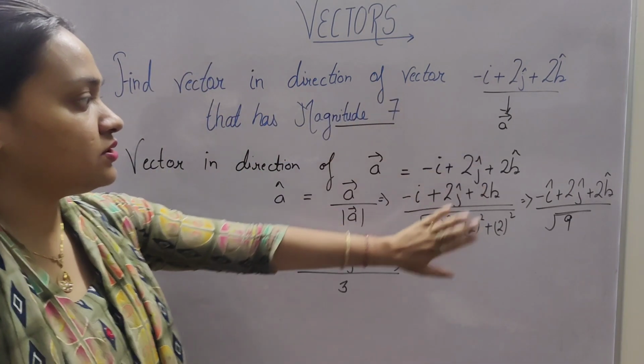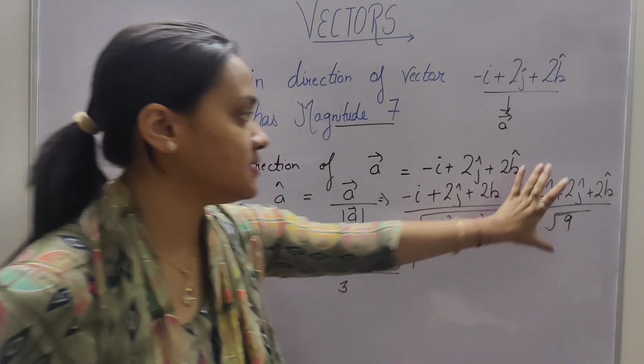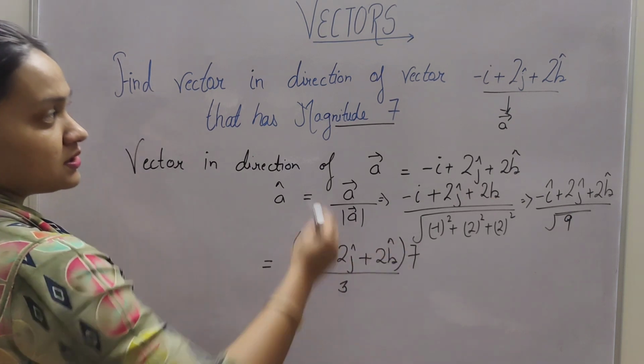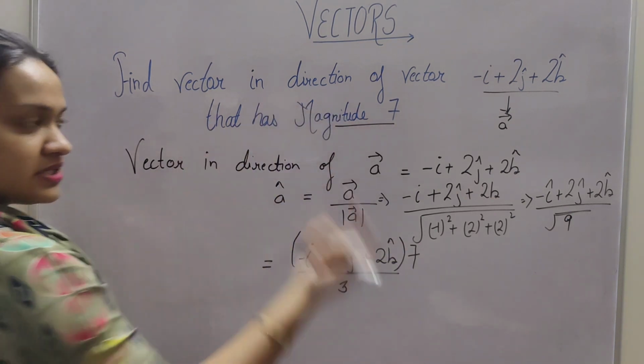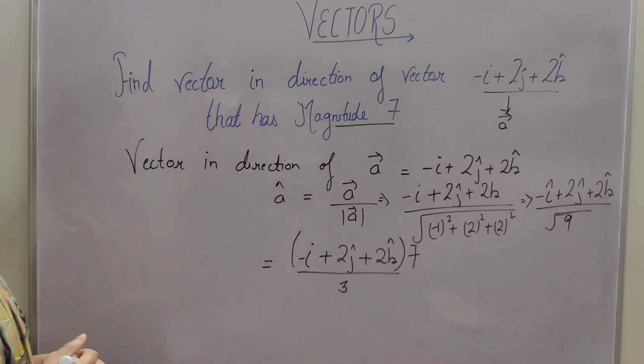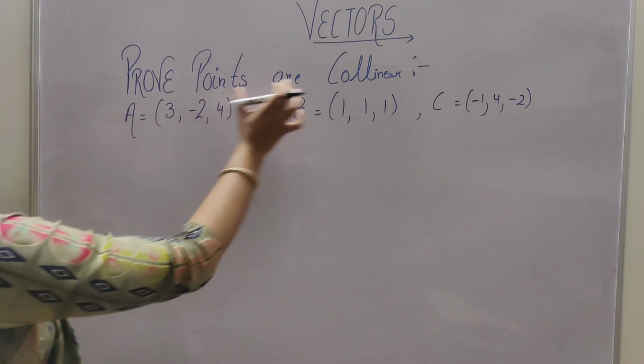Find the vector in direction. Simply you have to firstly find out a cap, and as it is done in the earlier question, you have to write the answer. If there is magnitude already given in the question, just multiply it with that, and this is the answer of this question. So students, our next question is prove points are collinear.